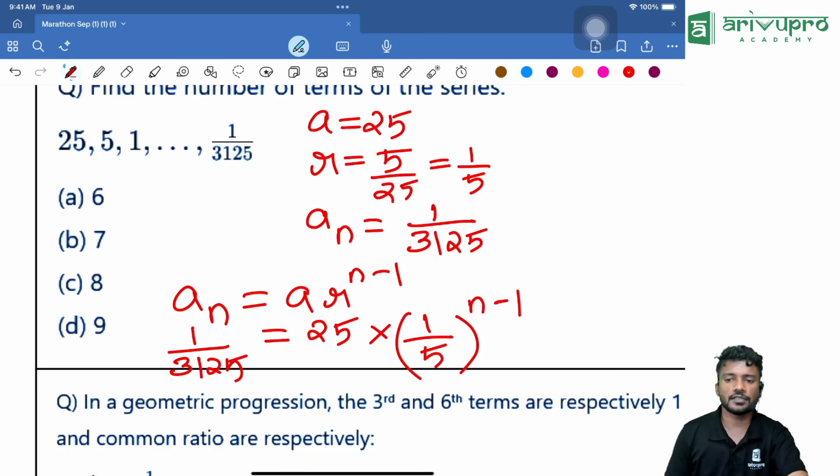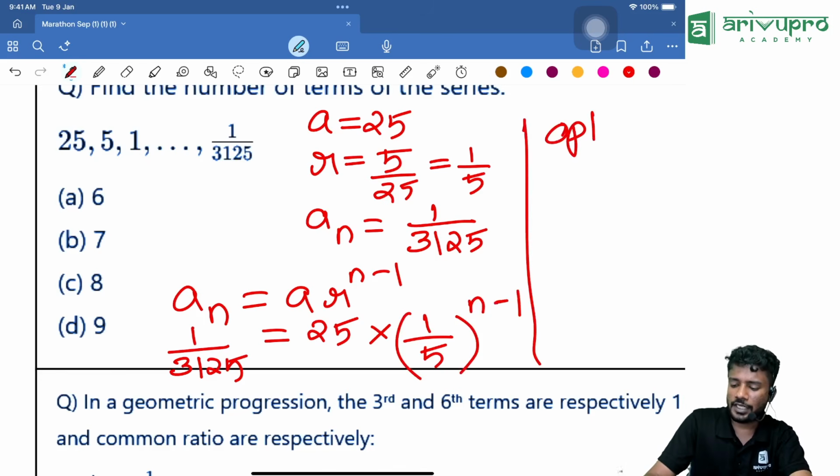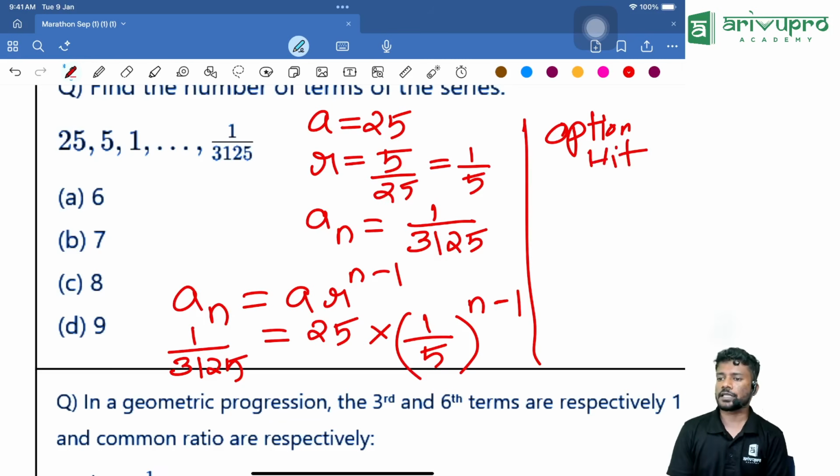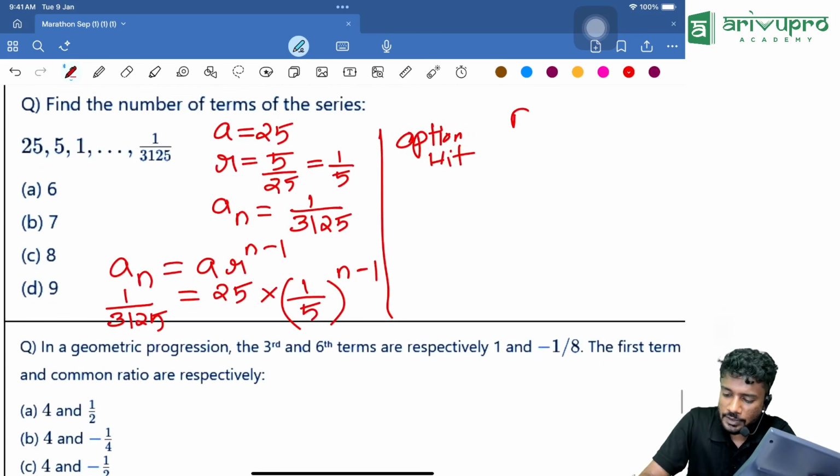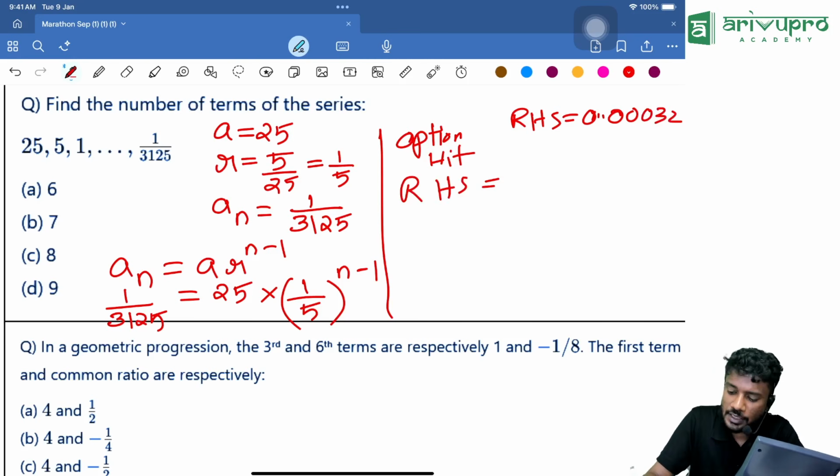What is the easiest method? Option hit. Take your calculator and find 1 divided by 3125 in decimal. That is 0.00032. The LHS is 0.00032, and the RHS is 25 into 1 divided by 5, the entire thing raised to n minus 1.